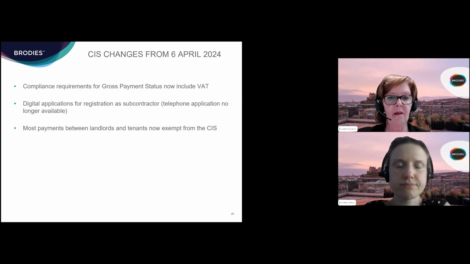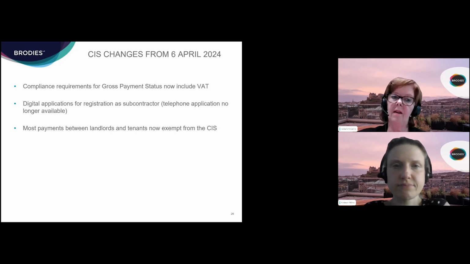Oh, that's just mentioning again, the gross payment status now includes VAT. And from 6th of April 2024, digital applications for registration as a subcontractor are what is now required. You can't apply by phone. It used to be terribly easy. You could just phone up and register as a subcontractor. Now you have to do it online.